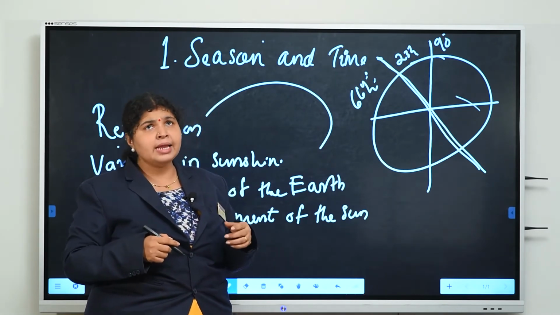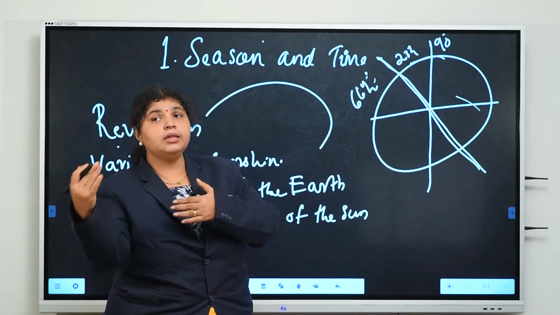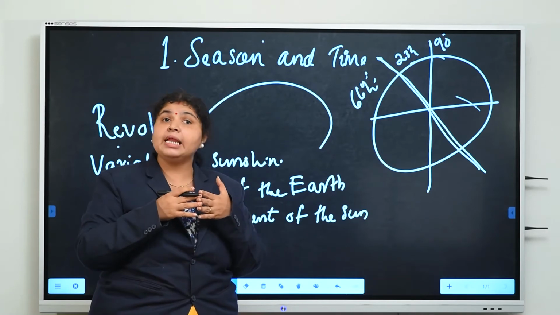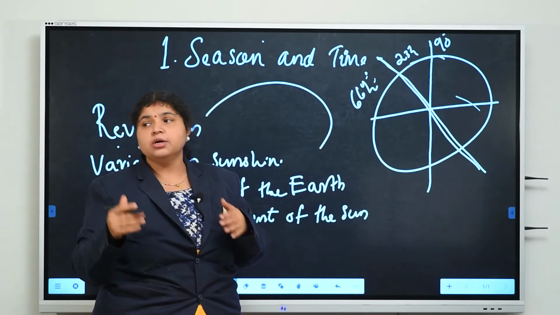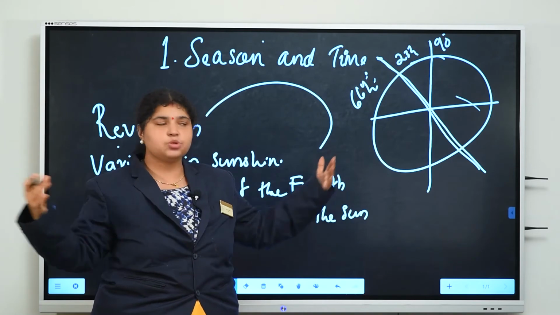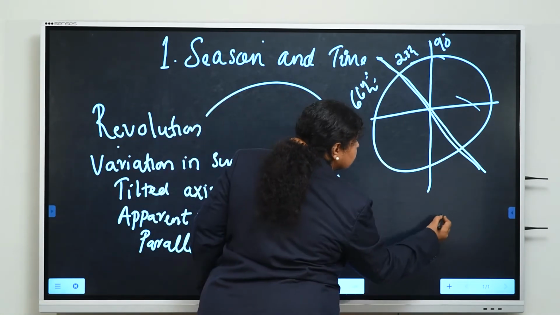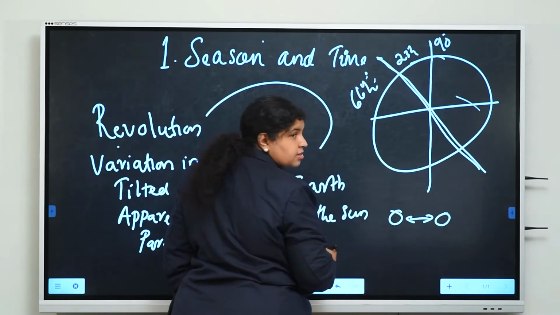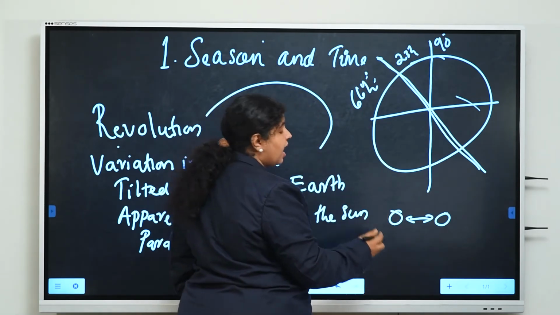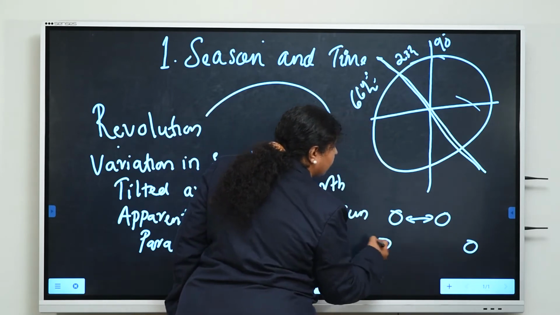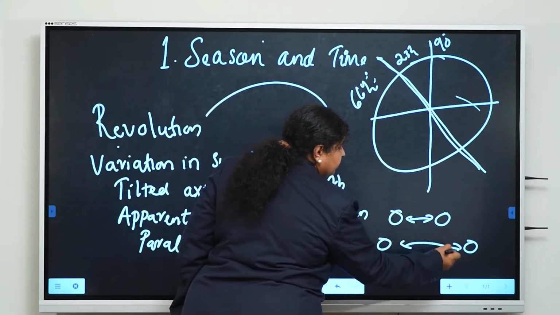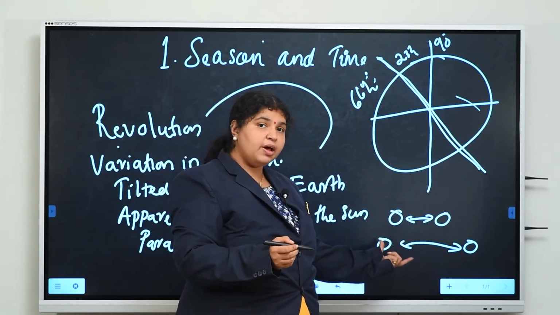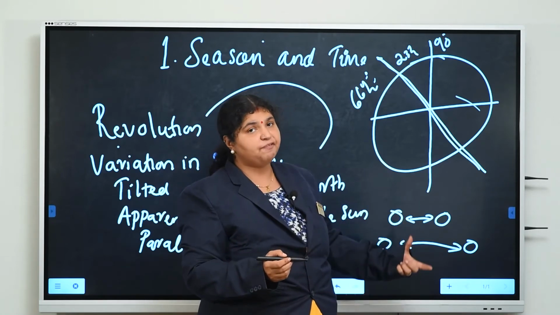The day on which the Earth and the sun are closest, nearest, is called perihelion, and the day on which Earth and the sun are furthest is called aphelion. Think, this is the sun and this is the Earth. The day on which they are closer, and the day on which they are further, so there is a difference.